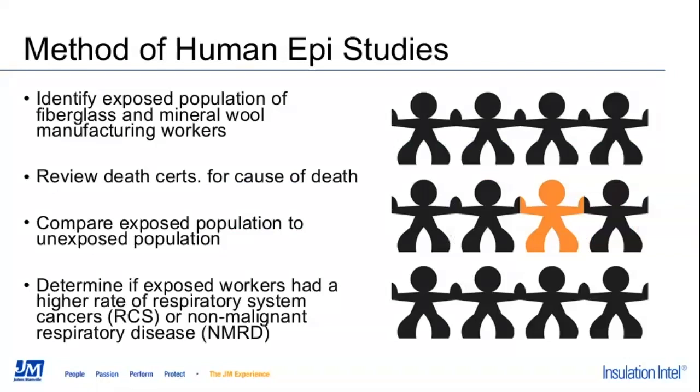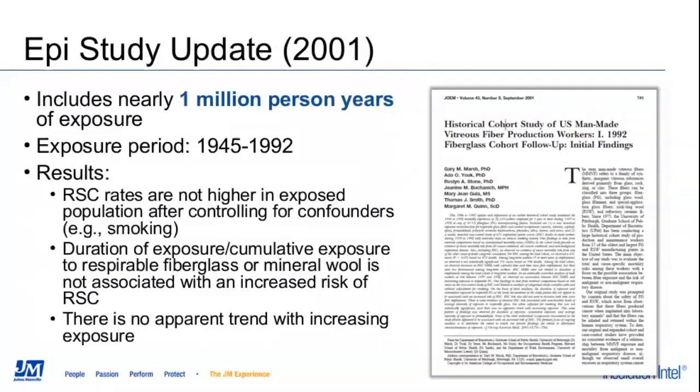Now, what's really fascinating about this study is a couple things. First, it accounts for nearly 1 million person years of exposure over an exposure period of almost 50 years. So when we're looking at the statistical significance of this, we have a lot of data here, which allows us to get a very robust look at what is actually happening in terms of long-term exposure rates to fiberglass and mineral wool, and is it actually impacting these people?